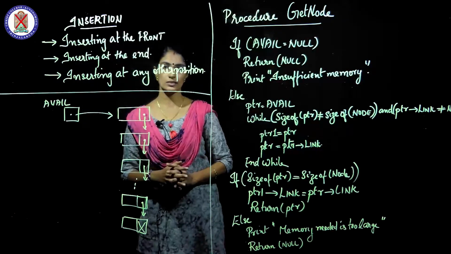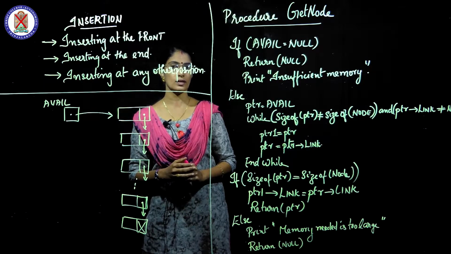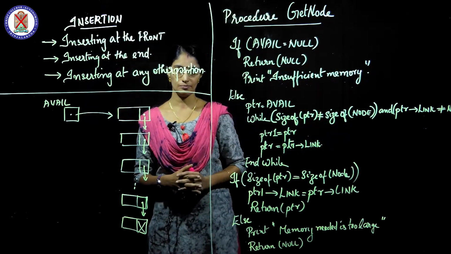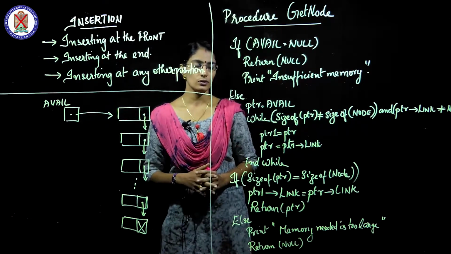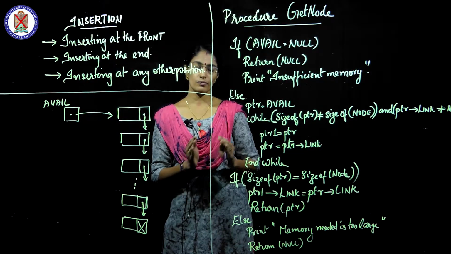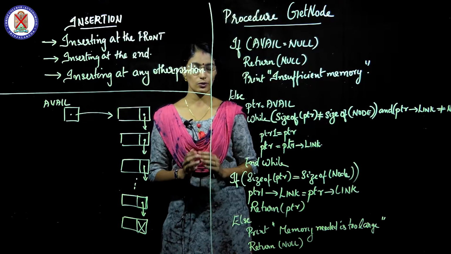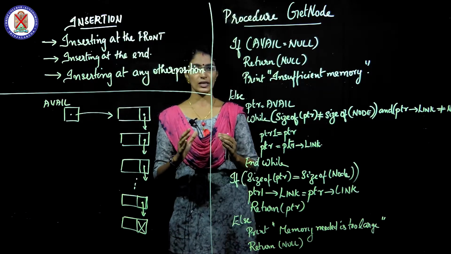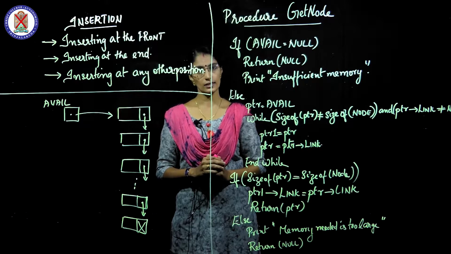Before going for the insertion algorithm, we need to know another procedure or algorithm known as getNode. What is getNode and why do we use getNode? In the last video I told you linked list is a dynamic data structure. So if we want to insert, we don't have a reserved space in memory. So first we have to get a node of the needed size and then we have to insert it in the linked list.